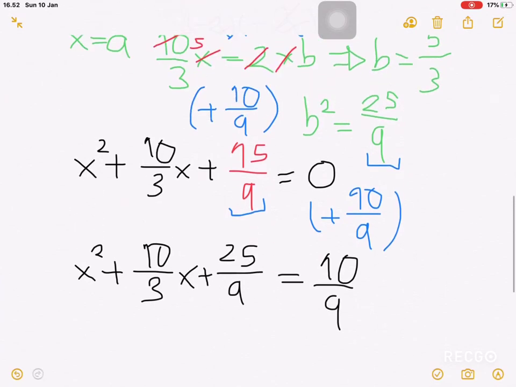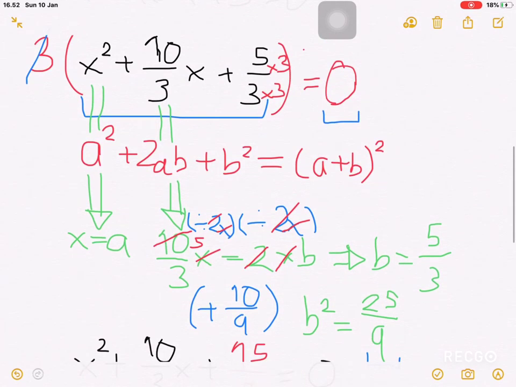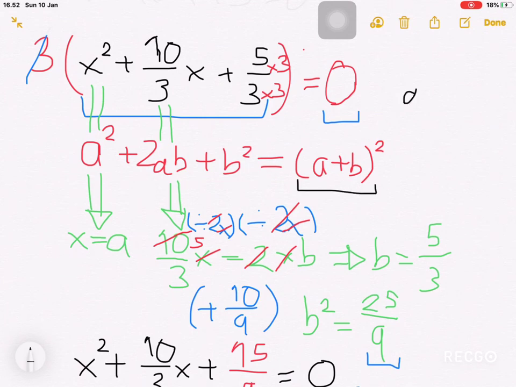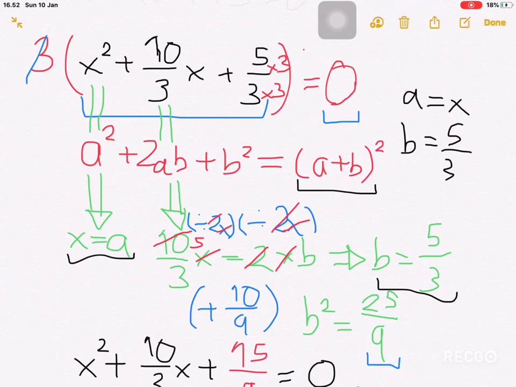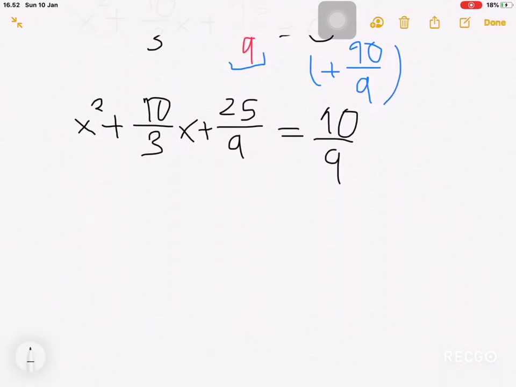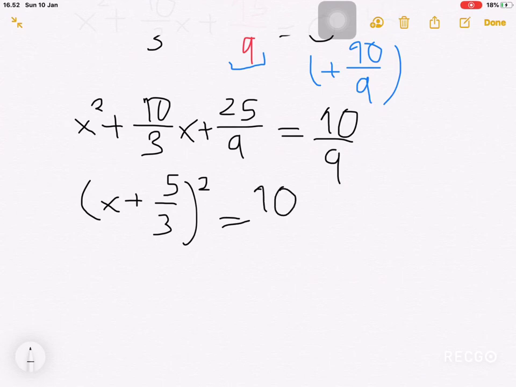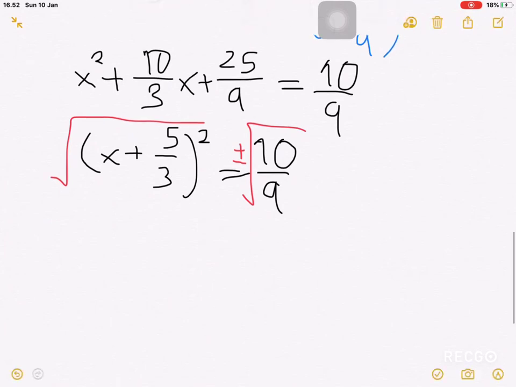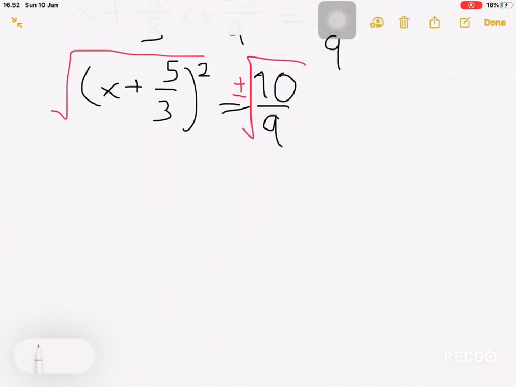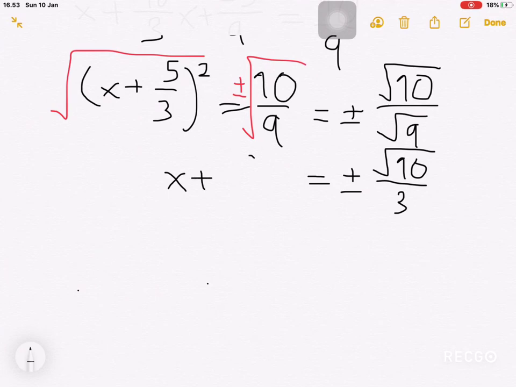Okay, and we can just factor this into this expression right here, knowing that our a is the x and our b is the positive 5 over 3, just like what we got here. So we can rewrite this as x plus 5 over 3 squared, and this is equal to 10 over 9. And you can just square root both sides, and don't forget the plus or minus right there. First I'm going to rewrite this square root, and this is equal to x plus 5 over 3.